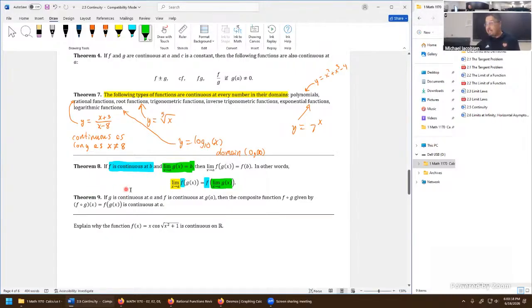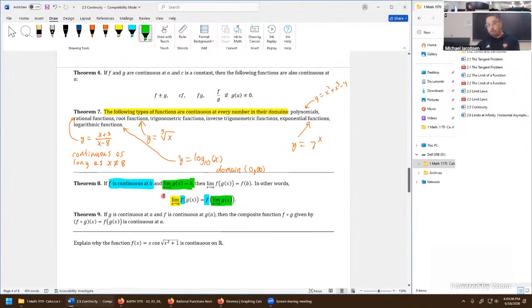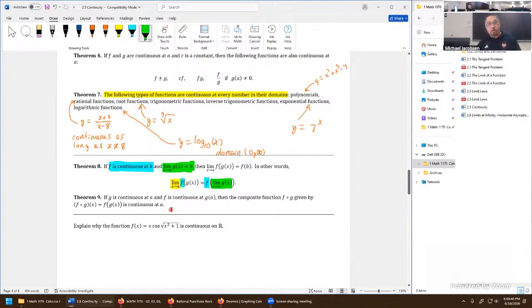If g is continuous at a, f is continuous at g of a, the composition f of g of x, defined in that same way, f of g at x, is also continuous at a. So theorem 8, theorem 9, they're both saying about the same thing. One is just a more mechanical view, showing the limit come inside. And theorem 9 is just a statement of overall continuity.